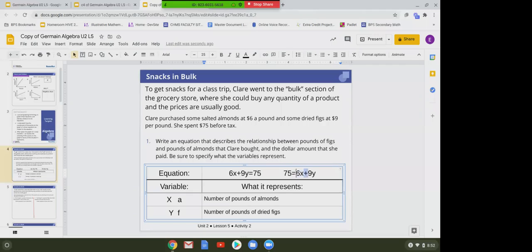So the terms are the same. This term is the same. The sign in between them is the same. And the 75 is on the opposite side of the equal sign. Remember, we can change the order of things. We just need to make sure that we keep the same signs and that the terms are still the same.